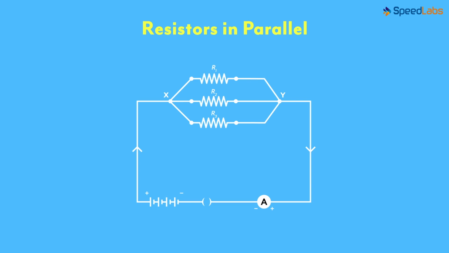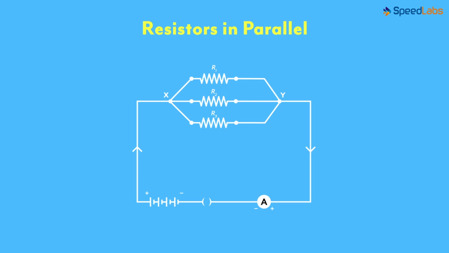So if the potential difference across the battery is V volts, then the potential difference across each resistor will also be V volts. You can take a voltmeter and measure the potential difference across each resistor. You will see that if the battery has a potential difference of 5 volts, the potential difference across each resistor will also be 5 volts.